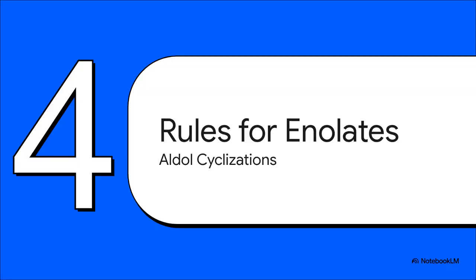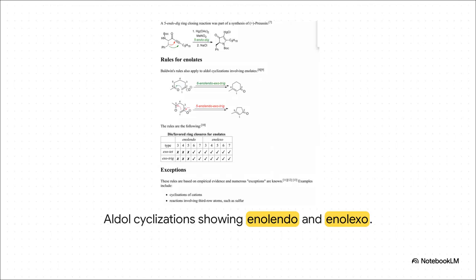Section 4. Rules for enolates, specifically aldol cyclizations. Building on what we've just learned, we're going to apply this structural framework to a slightly more complex class of reactions. You see, Baldwin's rules aren't just for basic alkanes. They actually adapt to other reactive species too, like enolates, which are incredibly common in aldol cyclizations. The terminology shifts just a little bit here to accommodate this unique structure, using specific terms like enolendo and enolexo to describe whether the enolate oxygen ends up inside or outside the newly forming ring geometry.